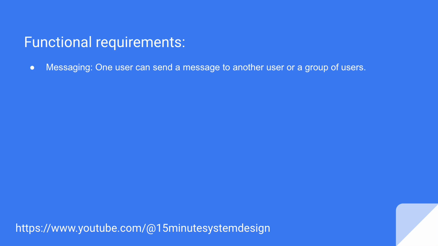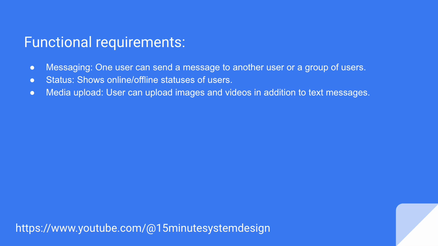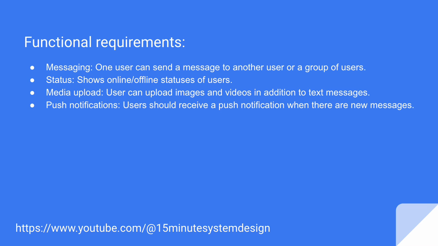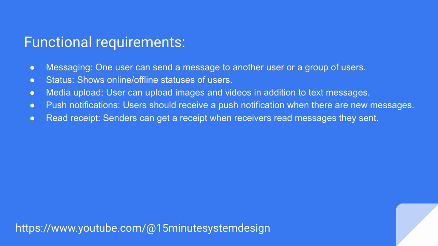A user should be able to send a message to another user or a group of users. The system should be able to show online or offline statuses of users. A user should be able to upload images and videos in addition to text messages. A user should be able to receive a push notification when there are new messages. Senders should be able to get a receipt when receivers read messages they sent.